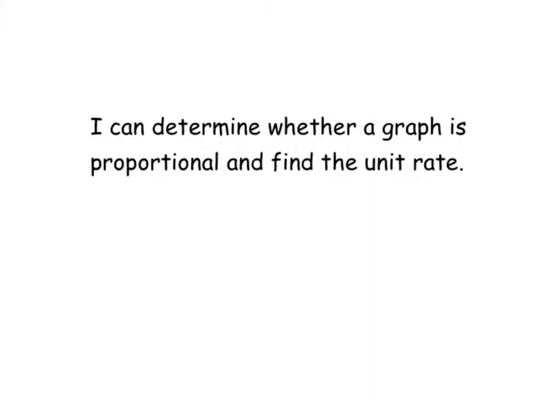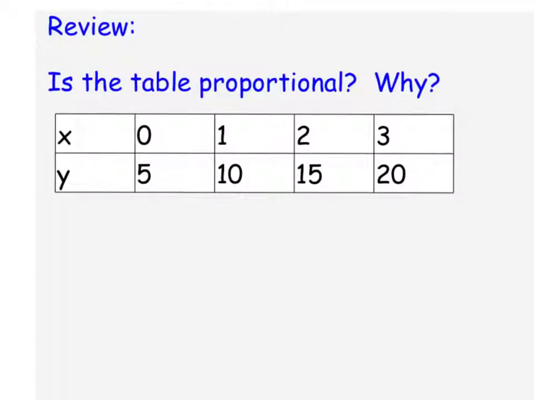For this lesson, we are going to be looking at whether a graph is proportional, and from that, find the unit rate. So, looking at graphs to see if they're proportional. This is similar to finding if something is proportional from a table. So let's start there. Remember, to see if something is proportional, we find the unit rate for each.